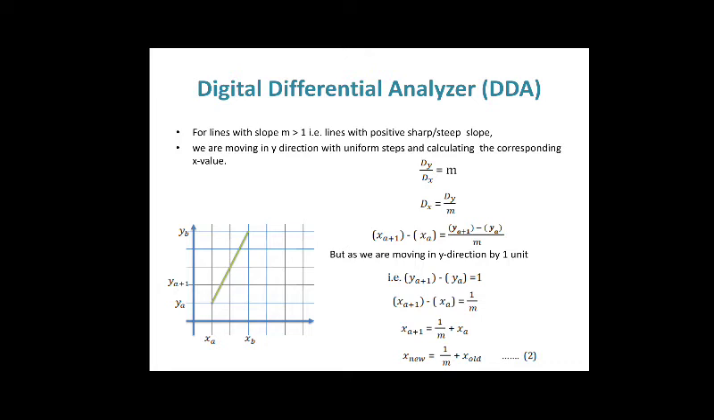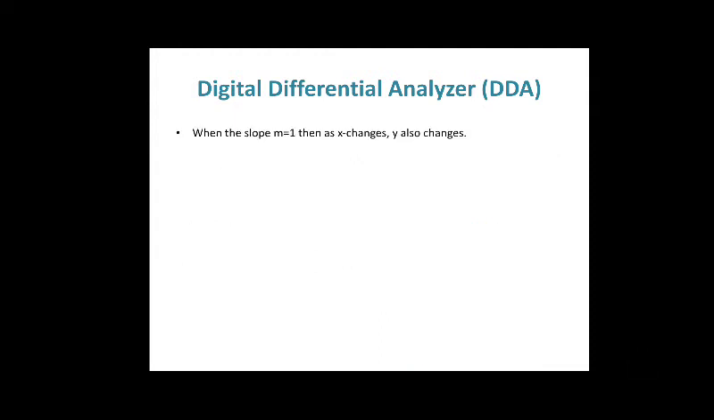Now what I want is the new value of x. The new value is shown by xa plus 1. So this xa will be on the RHS, and the equation becomes 1 divided by m plus xa, right. So xa plus 1 is showing the new value of x, equal to 1 by m plus xa, which is the old value of x. So this is the equation we have for a steep or sharp slope, right.